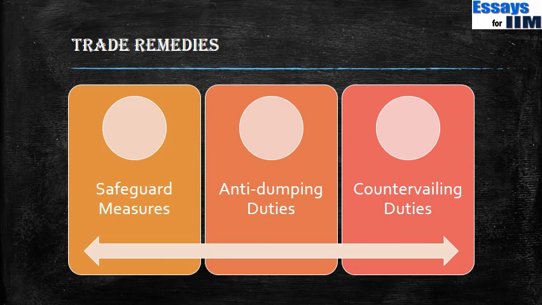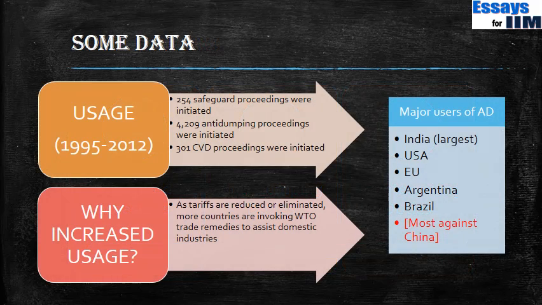So what are the trade remedies? There are three major trade remedies. One is safeguard measures, anti-dumping duties, and countervailing duties. Before we move on to the specifics of these three measures, just to give you some data, 254 safeguard proceedings were initiated between 1995 and 2012. Similarly, 4,209 anti-dumping proceedings were initiated, and 301 countervailing duties proceedings were initiated.